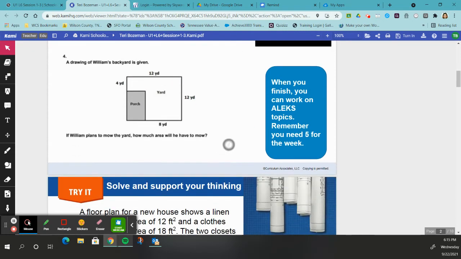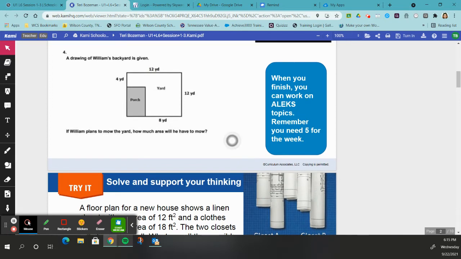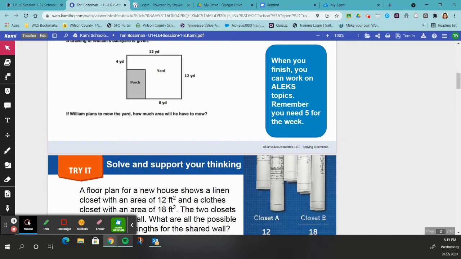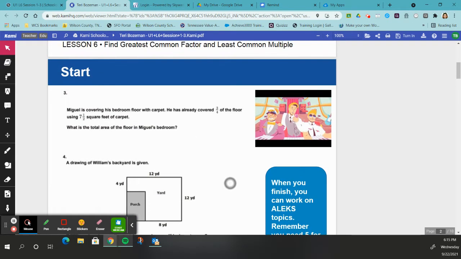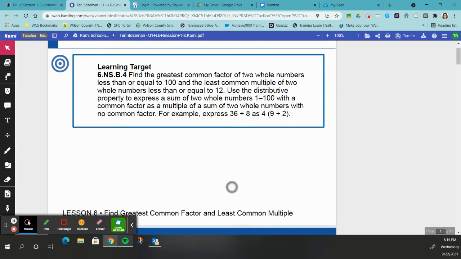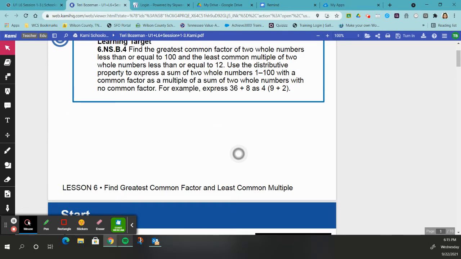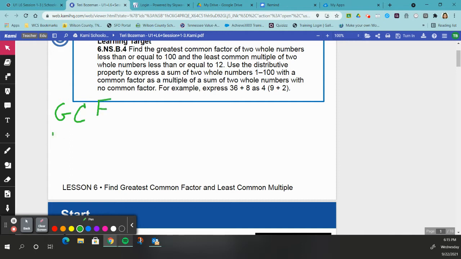And I told you guys that you would be taking some notes. So I want us to pull out your spiral if you have it. If you don't have your spiral, you can always go back to this slide here and take some notes there. So we want to talk about your greatest common factor. So we need to know what a factor is.